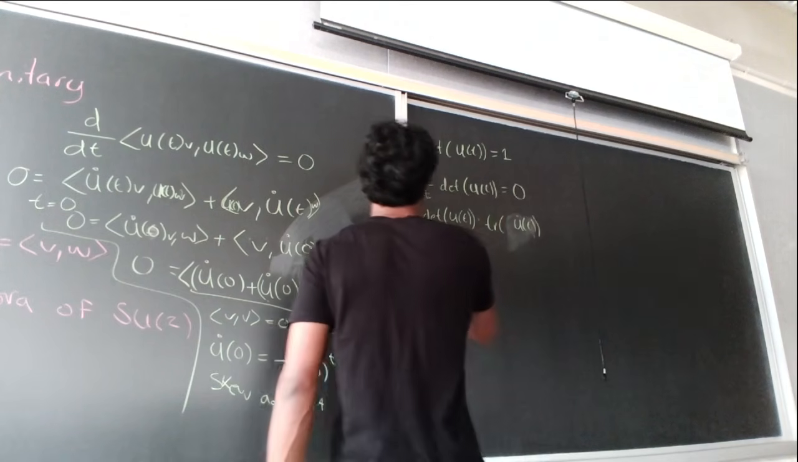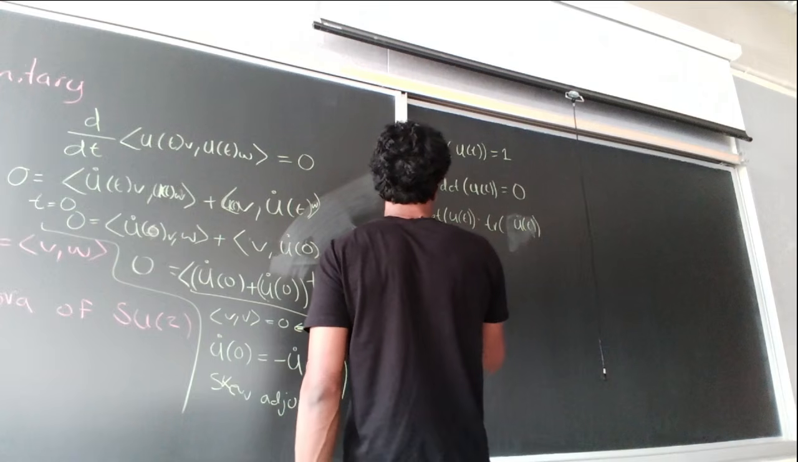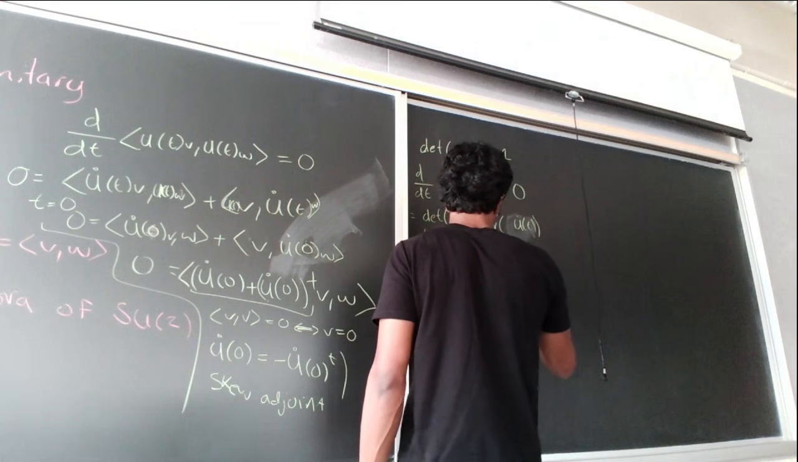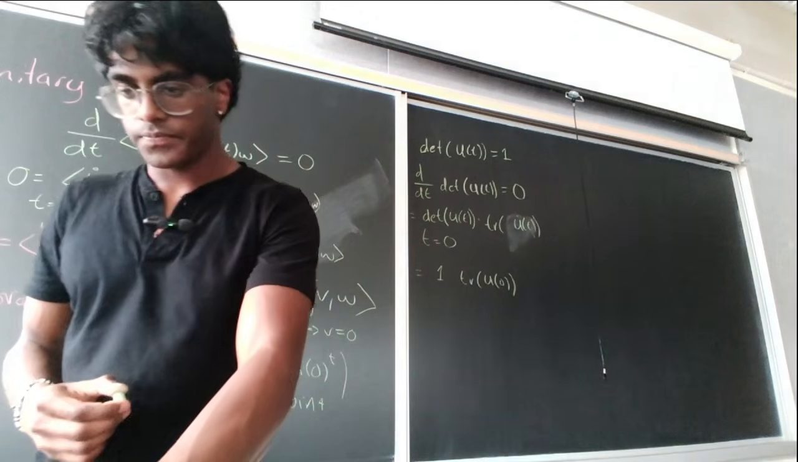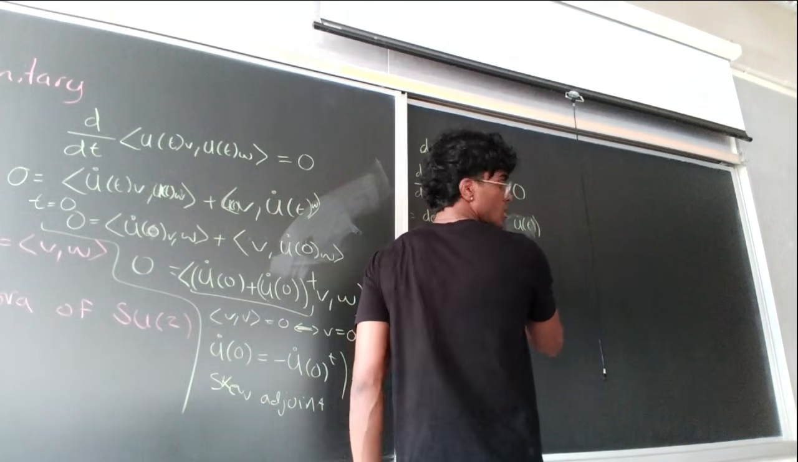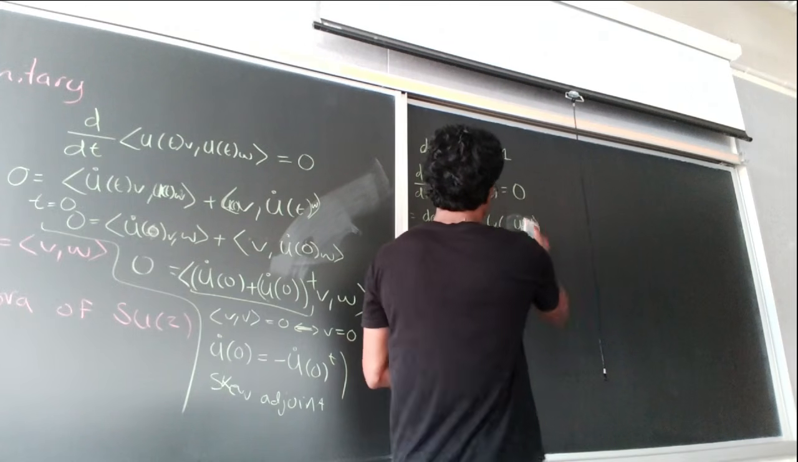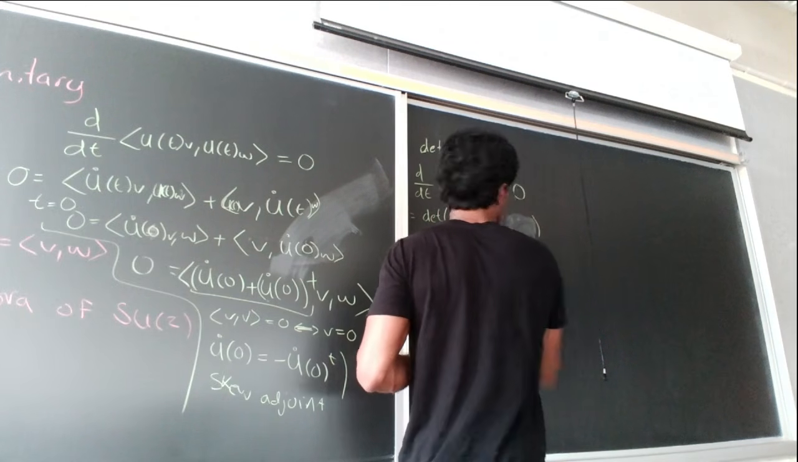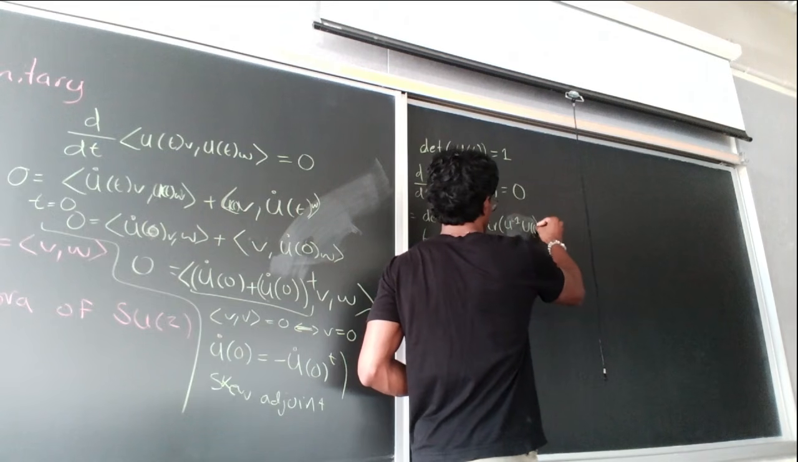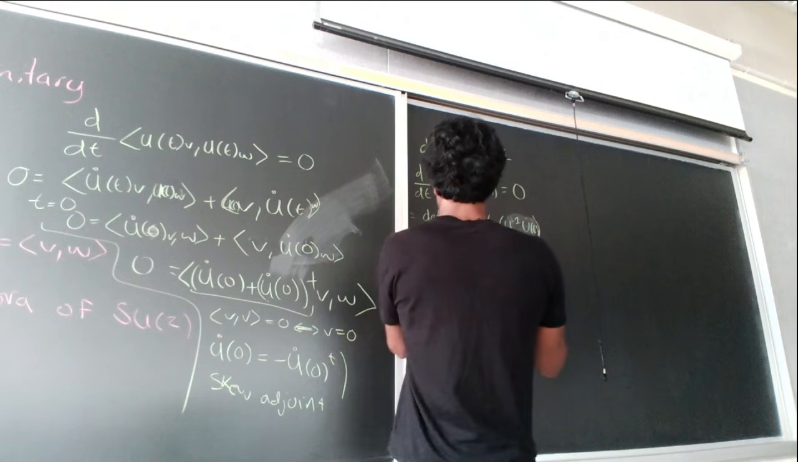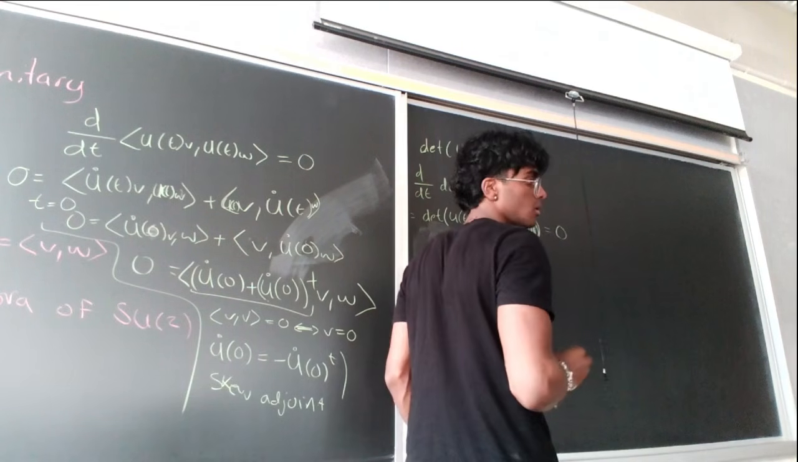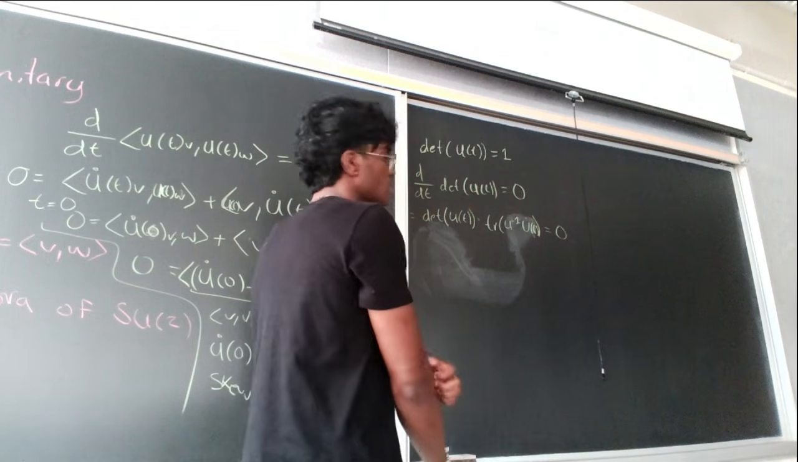Okay, and then we can just again look at t equals 0. So then we get that this is 1 times the trace of u dot at 0. Which means, since this is equal to, sorry, you might be right. Yes, you're right. Sorry. This is specifically for u of t an invertible matrix.